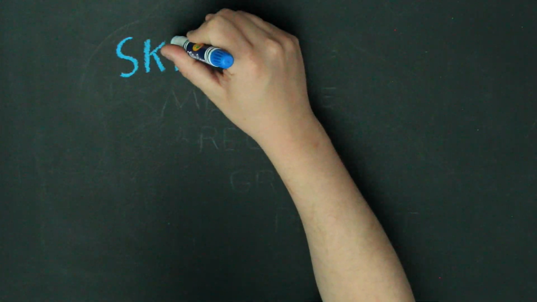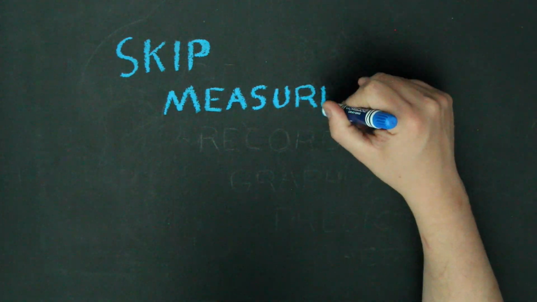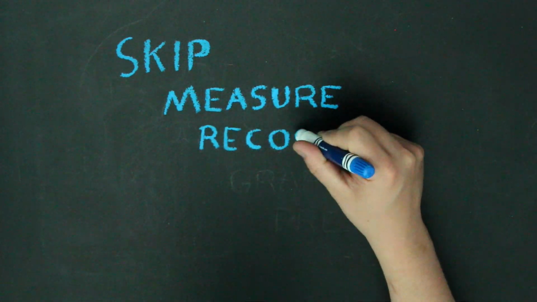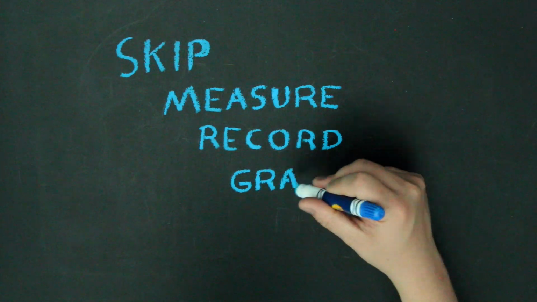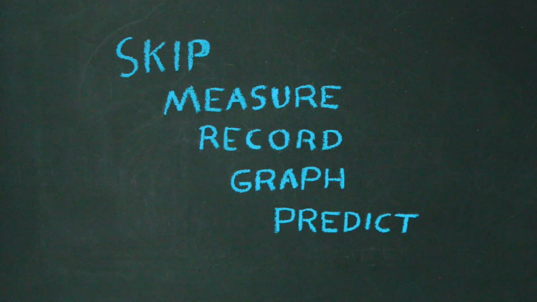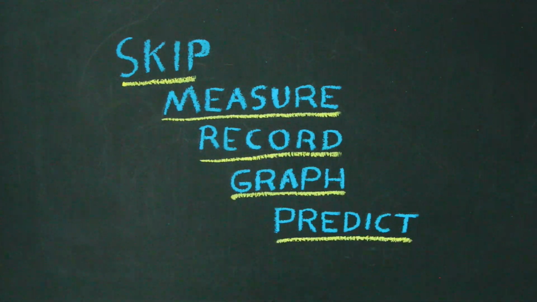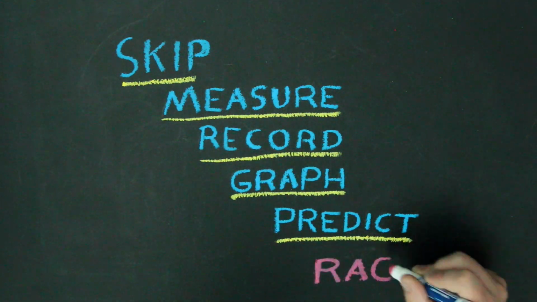Before you start, it's a good idea to let your students know that this is not a competition. Remember, the idea is to skip rope, measure distance, record data, graph results, and predict. Or skip, measure, record, graph, and predict, not to race.